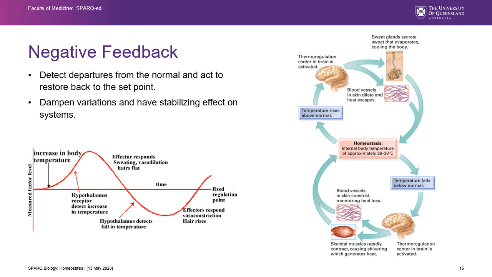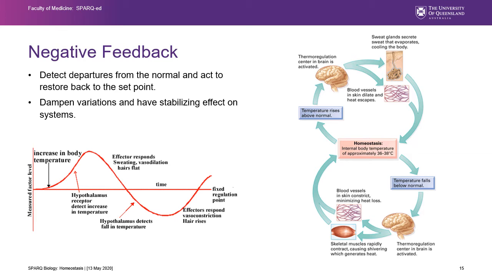Remember that homeostasis is about maintaining that steady state inside an organism. One of the main ways to do it is through a negative feedback cycle. In a negative feedback cycle, receptors detect departures from the normal and act to restore it back to the set point.